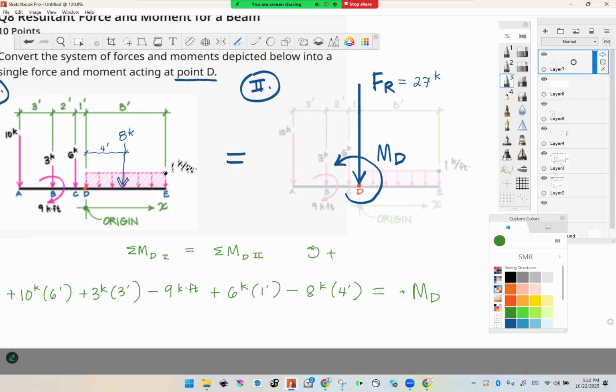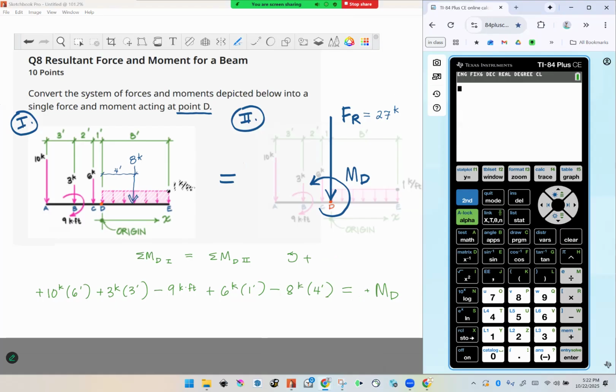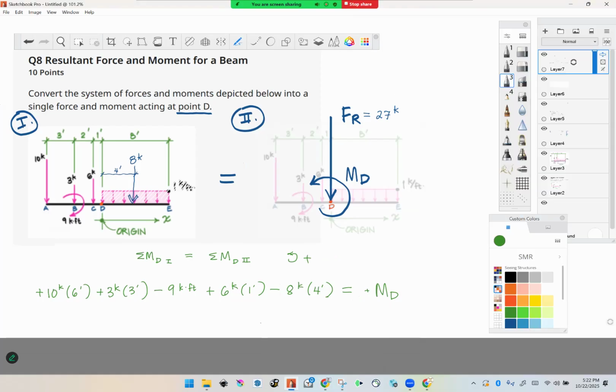I'm going to go to the calculator for this. I've got 60 as my first term, plus 9 as my second term, minus 9 my third term, plus 6 minus 32 equals. And I get a moment at D equal to 34.0 kip feet. And we got a positive sign, which validated our assumption. So we can just add that into our final answer just like that.